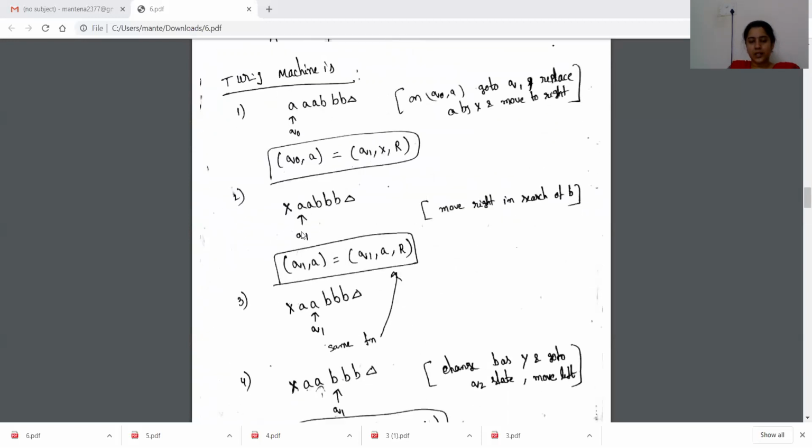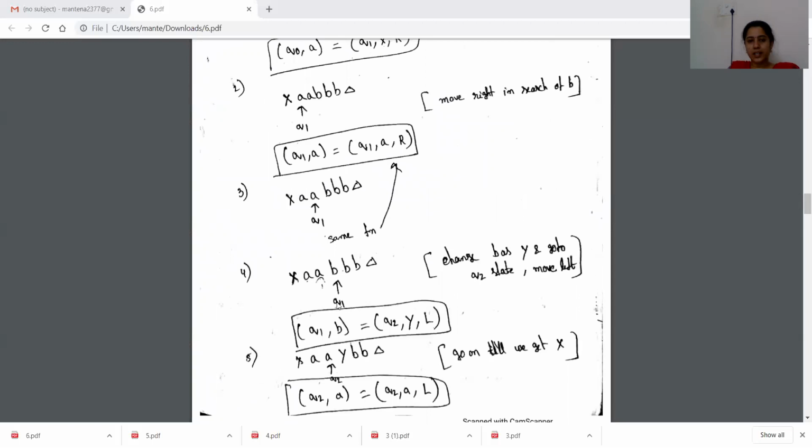So now we are at here, now Q1 on a, don't make this a capital X again. So go to the right till we reach the first small b. So go on like that. Here Q1 on b, go to the next state Q2 and make this b capital Y. Right? Now we have to move back to the next small a. So here we are moving to the left side. After making b as capital Y, we are moving back to the left.